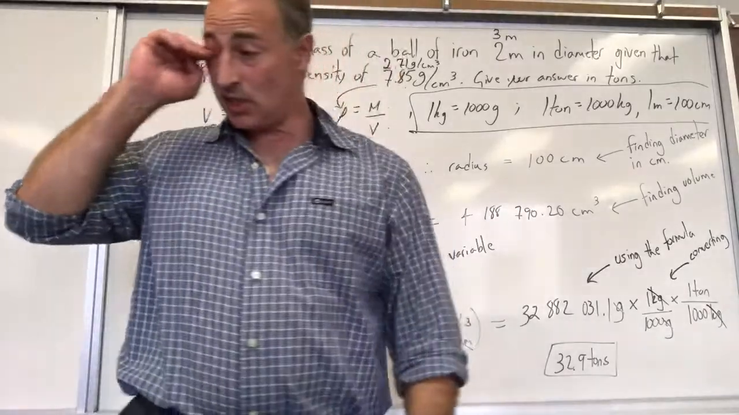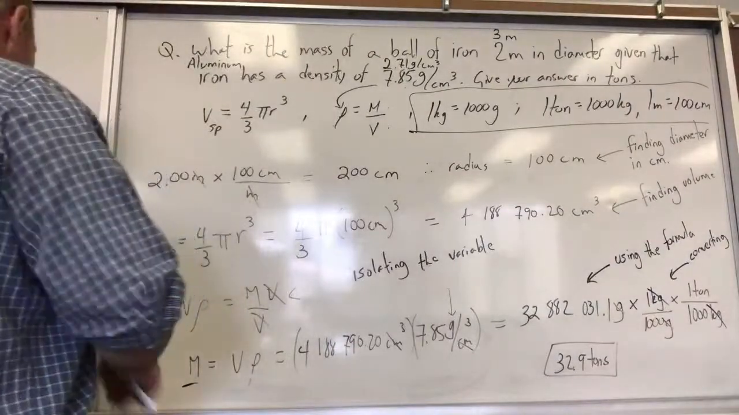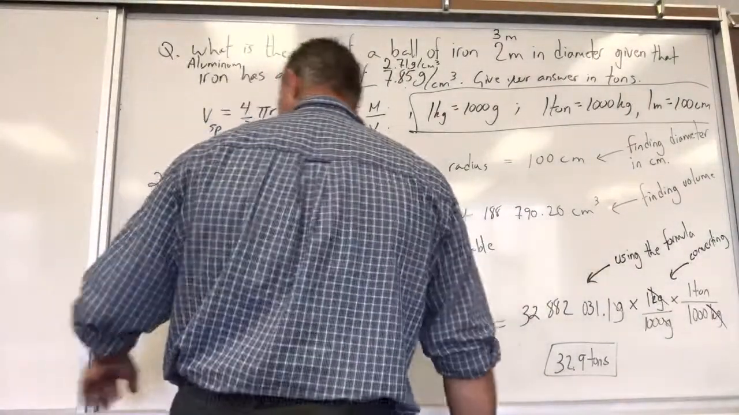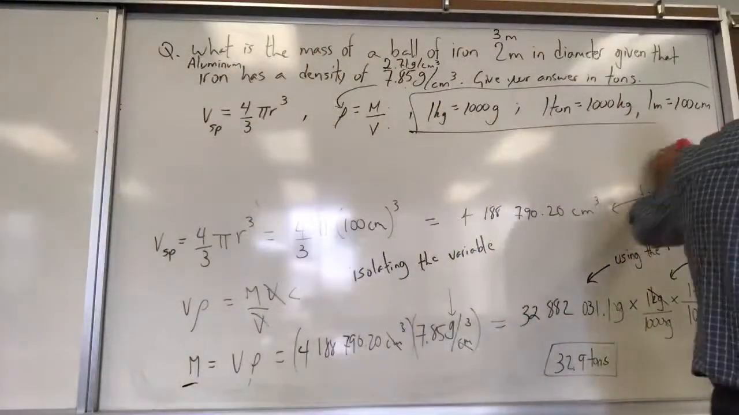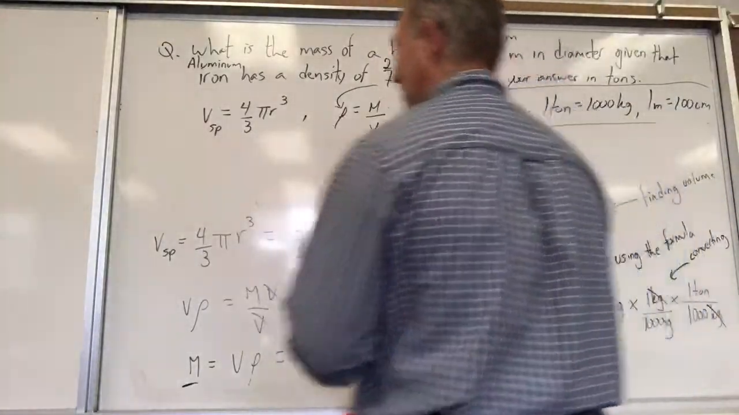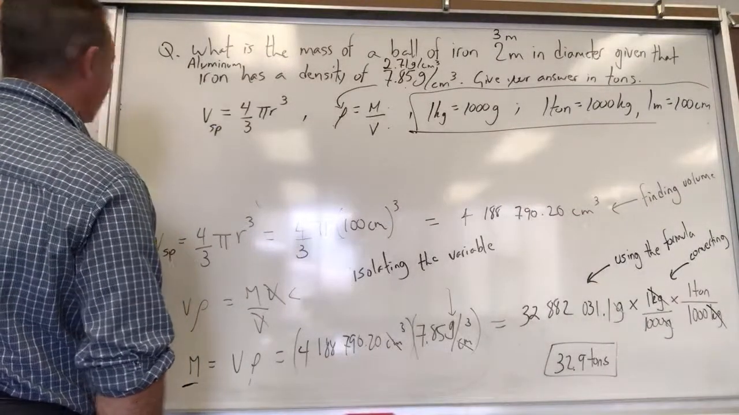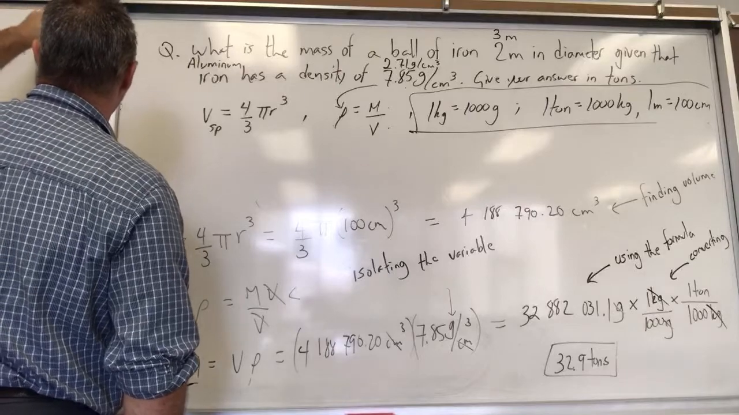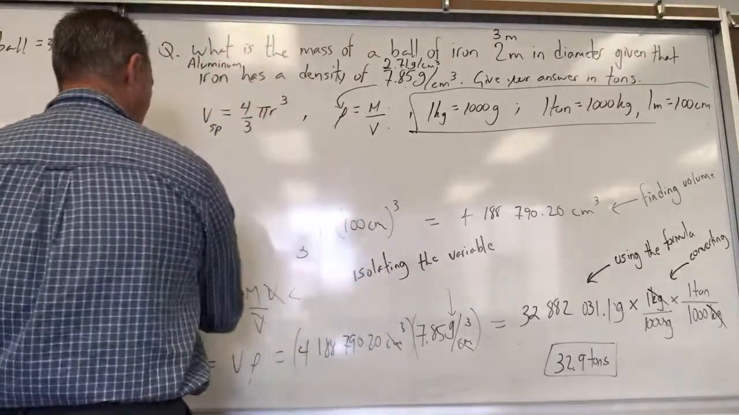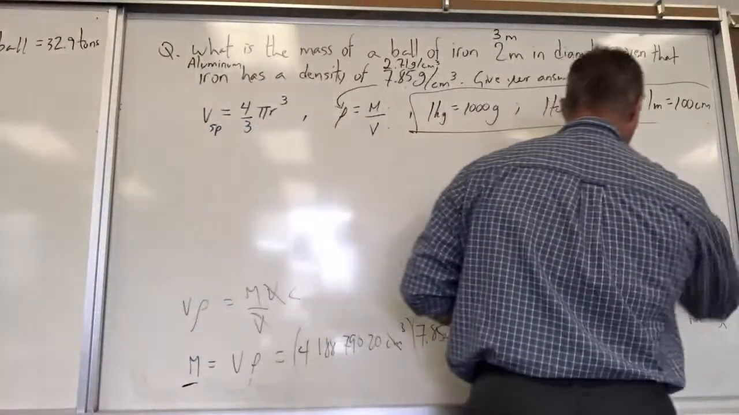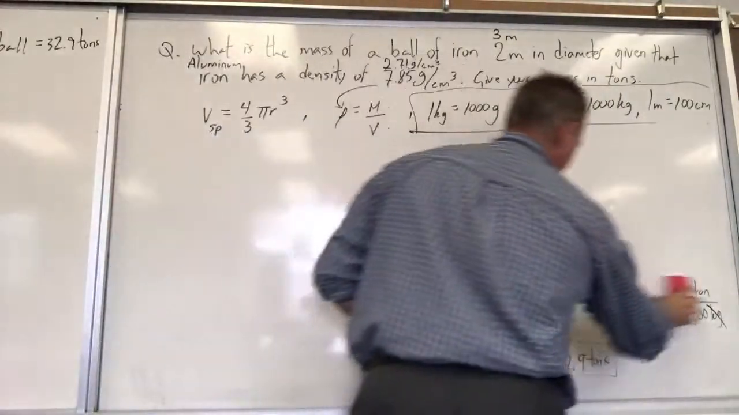So let's erase to make room for our new calculation. Actually, I'll leave it there so you can read the question. The first thing we're going to do is find the diameter of the aluminum ball. Let's just write the mass of the iron ball. The iron ball weighs 32.9 tons. Now let's erase the answer, and let me take you through it a second time, but with the aluminum ball, and we'll find out which one is heavier.